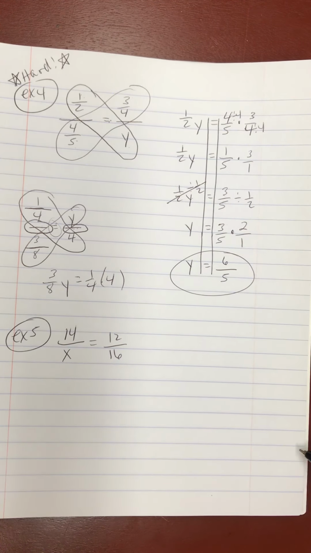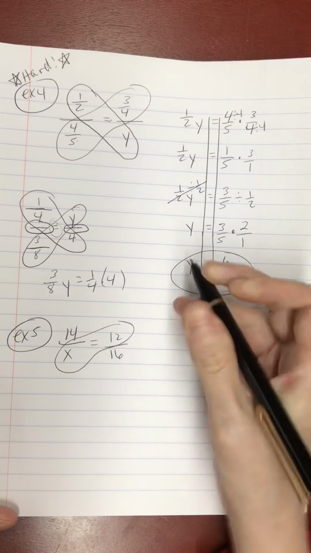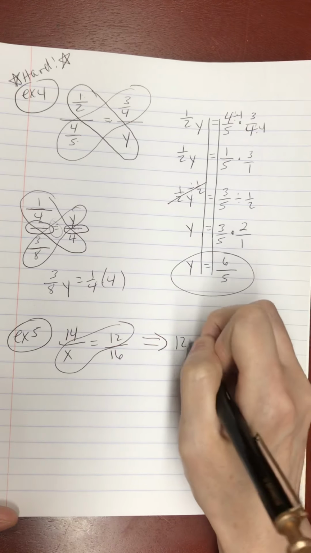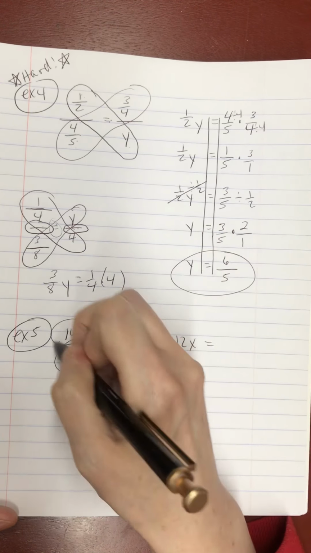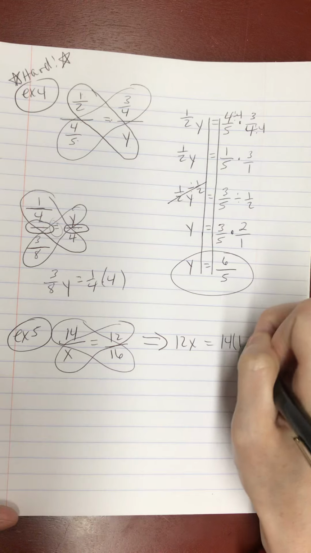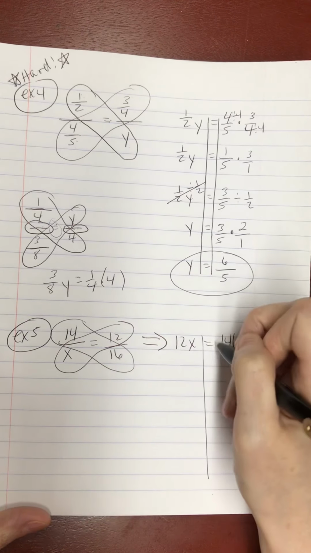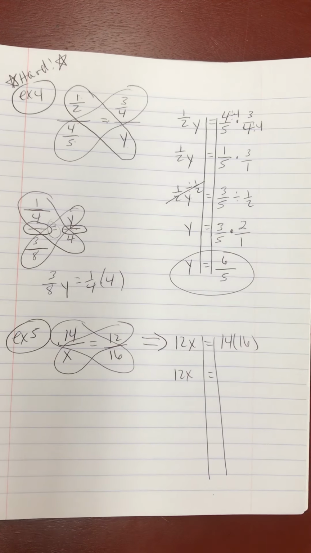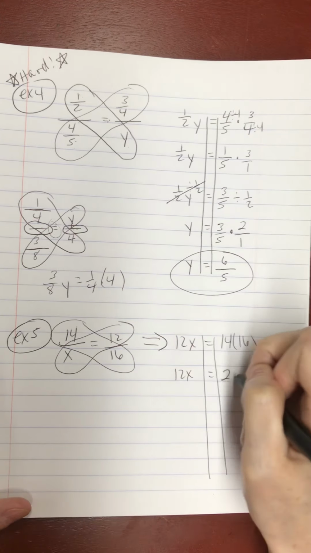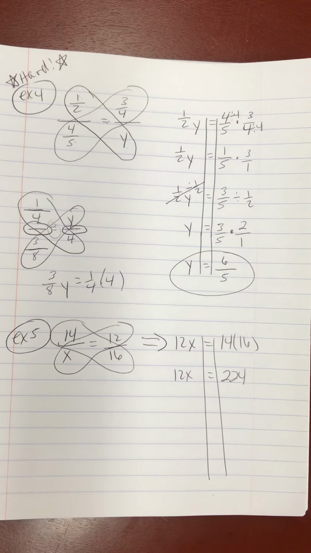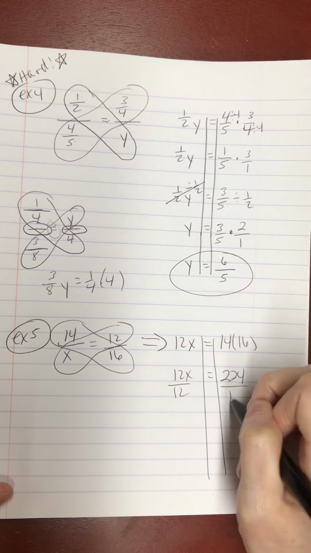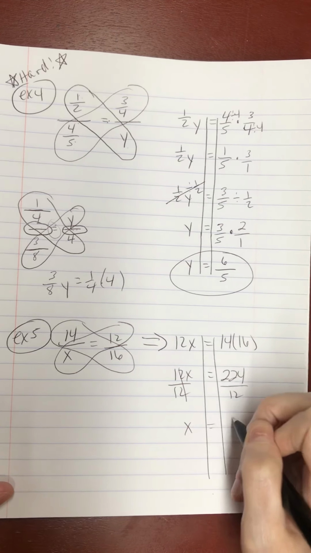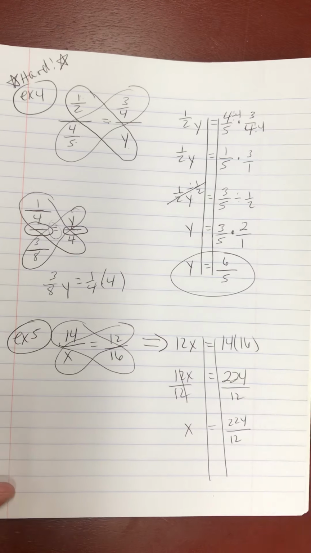14 over x equals 12 over 16. So let's go ahead and start with this one. 12 times x is 12x equals 14 times 16. So we're going to go like that, make our fraction bar there. And so I'll bring my 12x down, equals 14 times 16, which is the number 224. Again, using a calculator is probably ideal. And then your last step, of course, is to divide by 12. So you get x equals 224 divided by 12.